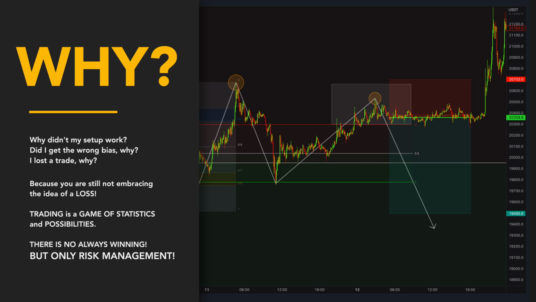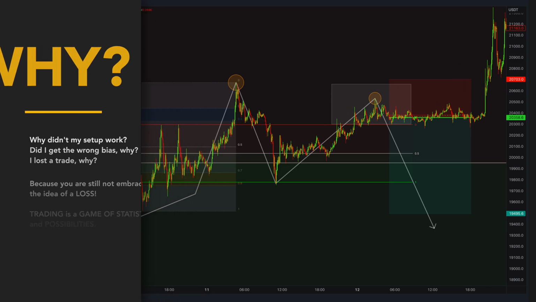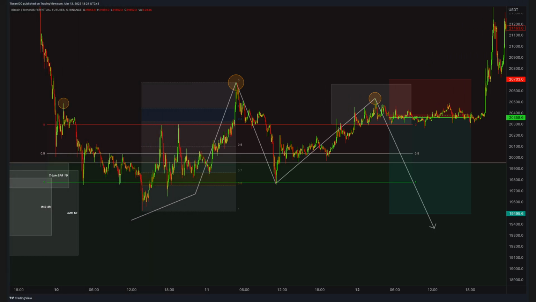I think you forget that trading is a game of statistics and possibilities. What do we do here? Make educated guesses and manage our risks. Most of the trading community still cannot embrace this idea. There is no always winning, but only risk management. And I will keep repeating this until the end of time.